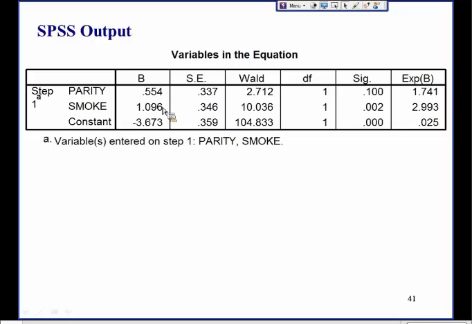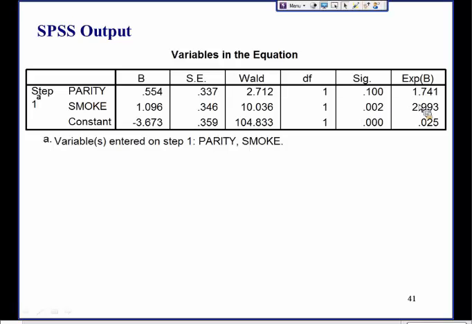So over here, for parity, the p-value is 0.1, which means what? Firstborn and not firstborn doesn't affect the birth weight. But mother smoking, yes, it does affect. It's significant. Okay. And remember, for the smoke variable, 1 indicates smoke, 0 indicates not smoke. So this is an odds ratio of 1 versus 0, for having low birth weight.